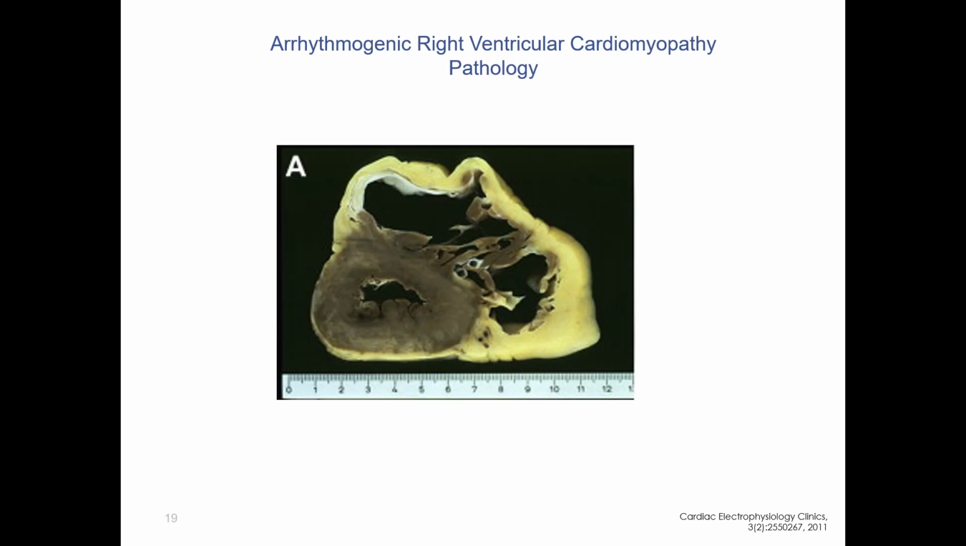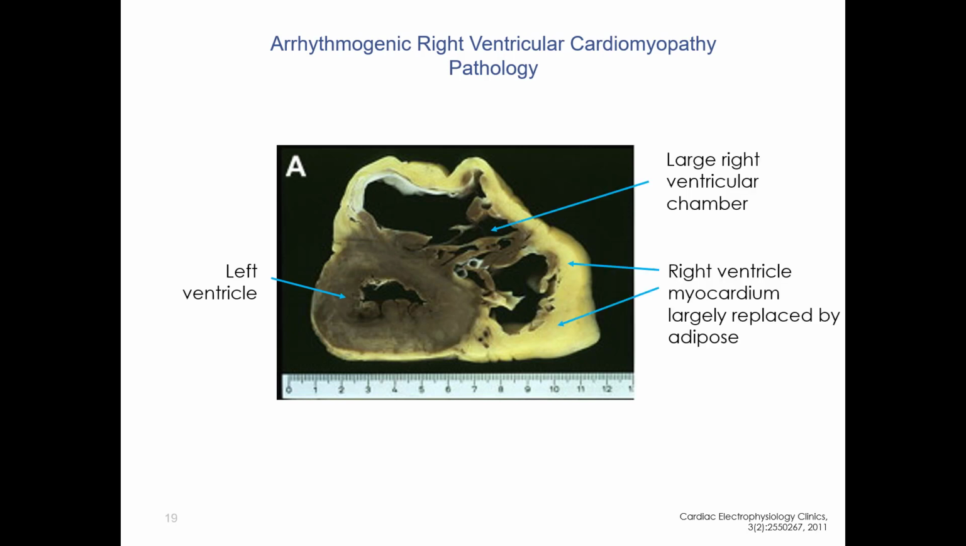Here is a photograph of a cross-section of the heart. Here is the left ventricle, and here is a large right ventricular chamber. You can see the right ventricle myocardium is largely replaced by adipose. Please note that adult hearts generally do have some adipose around the right ventricle. However, there will be normal myocardium underneath the adipose in a normal heart.